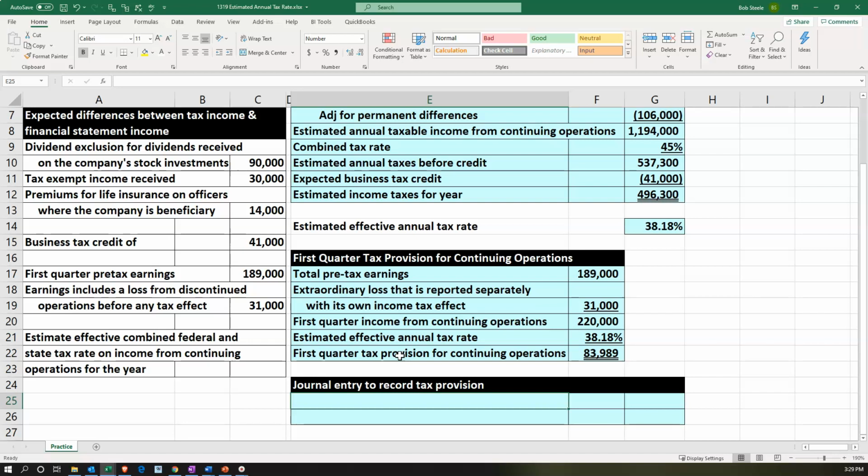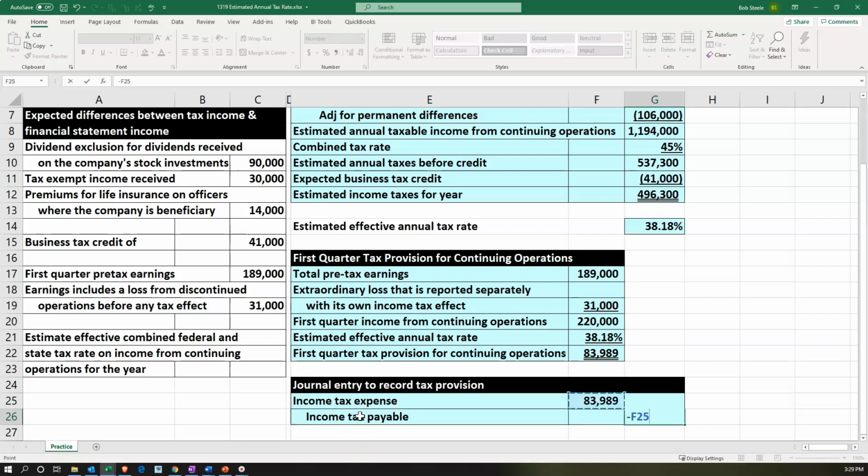Okay, so then we're going to say income tax expense. The journal entry that we're going to have then is going to be a debit to the income tax expense of the 83,989, and we'll have a credit to the income tax payable for the same amount.